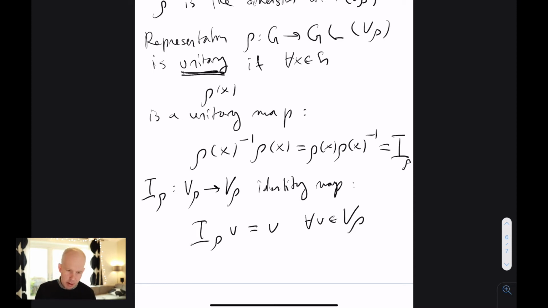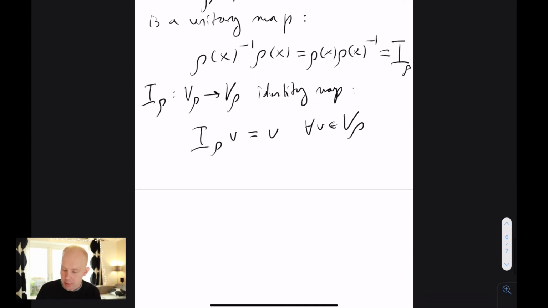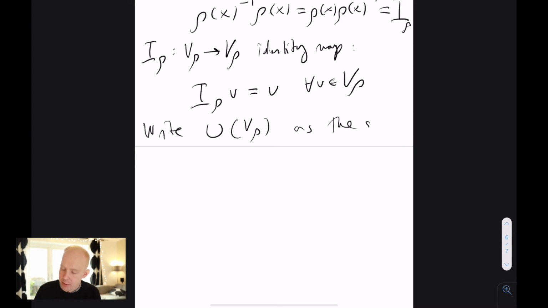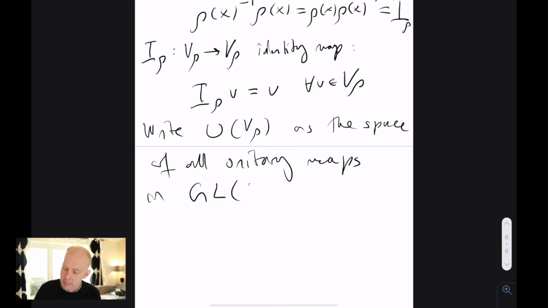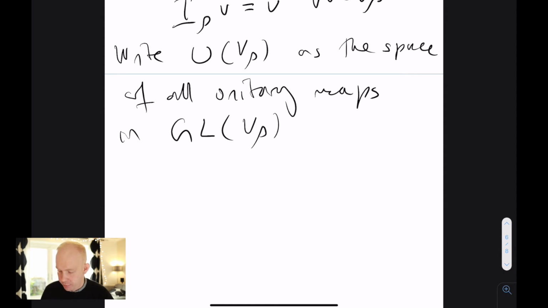So there's a way to reduce all the theory of general finite representations of this type into just unitary representations. So we will now keep on assuming that all the representations we consider are unitary representations. And we can write U V rho as the space of all unitary maps in GL V rho. So then basically unitary representations are just mappings into this.